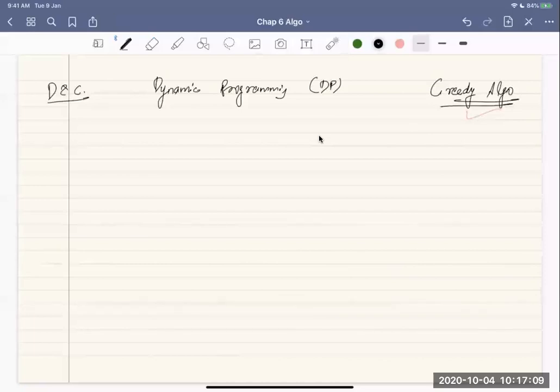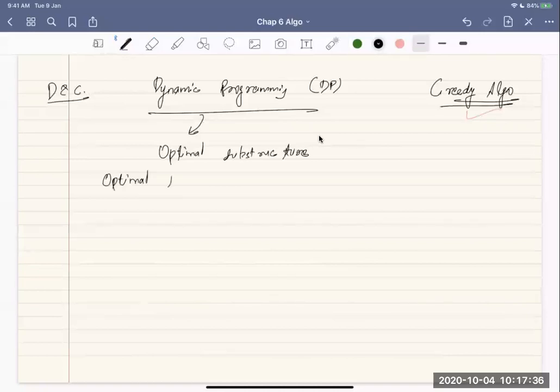So let me start with the difference between a dynamic and a greedy algorithm. What do you do in a dynamic programming algorithm? You try to find an optimal substructure. That is the optimal solution for a larger problem. So you have a larger instance, and you write it in terms of optimal solutions for smaller problems or subproblems.